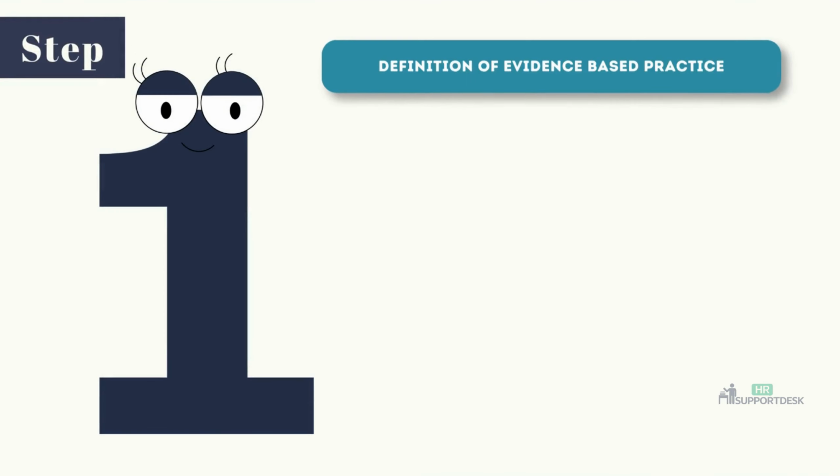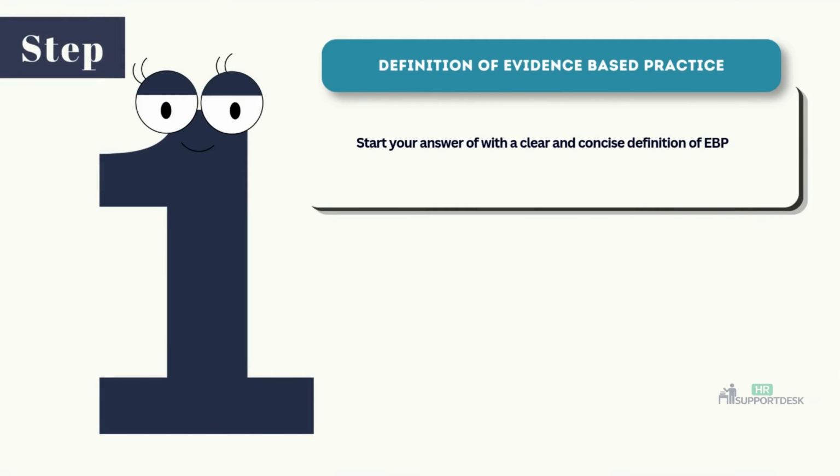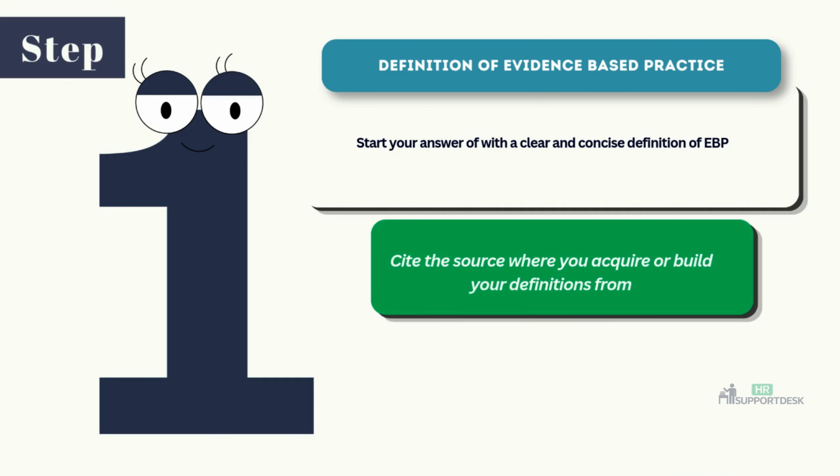Step 1. Definition of evidence-based practice. Start your answer with a clear and concise definition of EBP. Ensure to keep your answer brief so as to not waste too much of your word count at this point. Remember, you gain points from your evaluation and not definition. It is also important to back your definition with evidence. Therefore, ensure to cite the source where you acquire your definitions from.